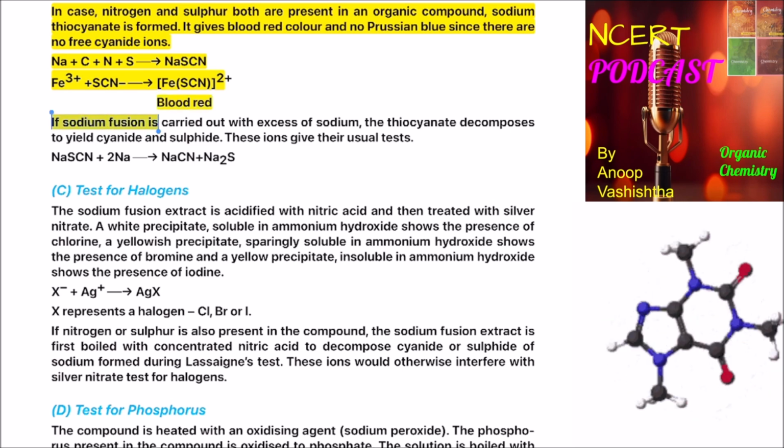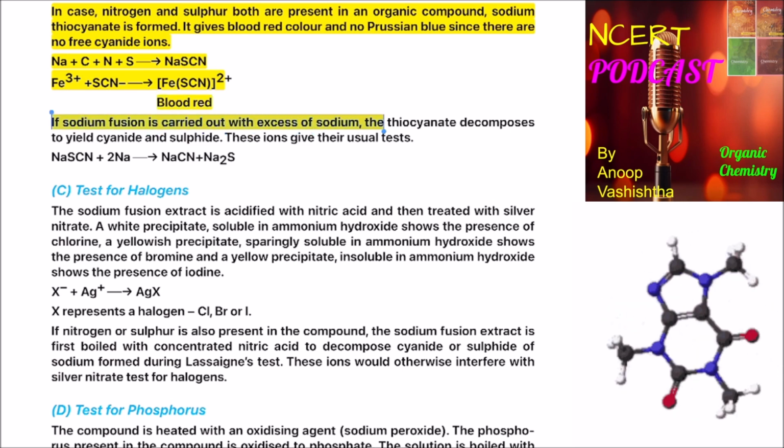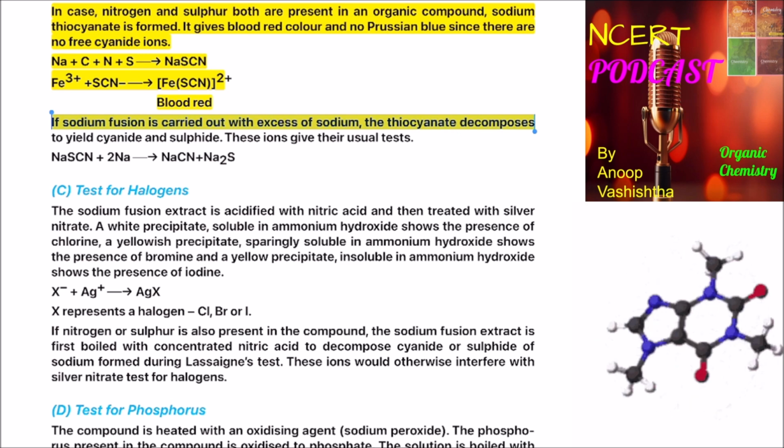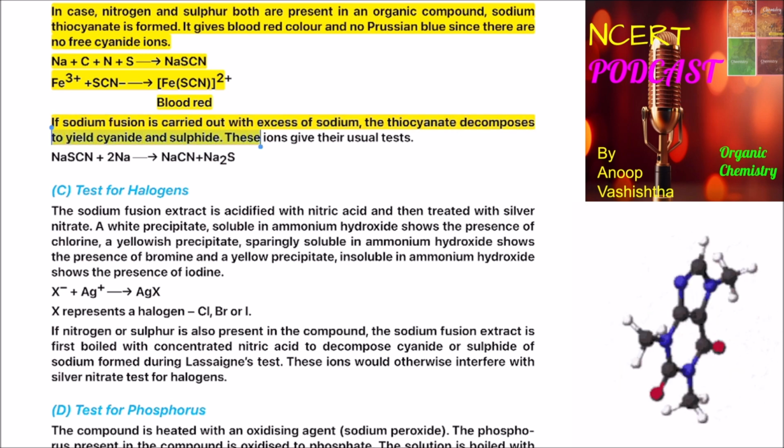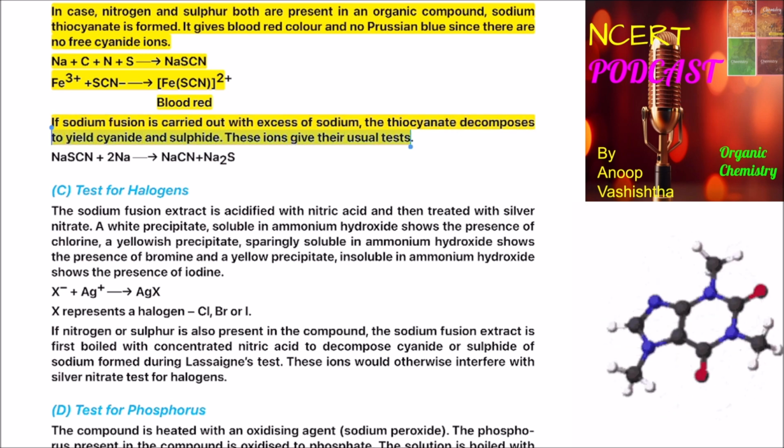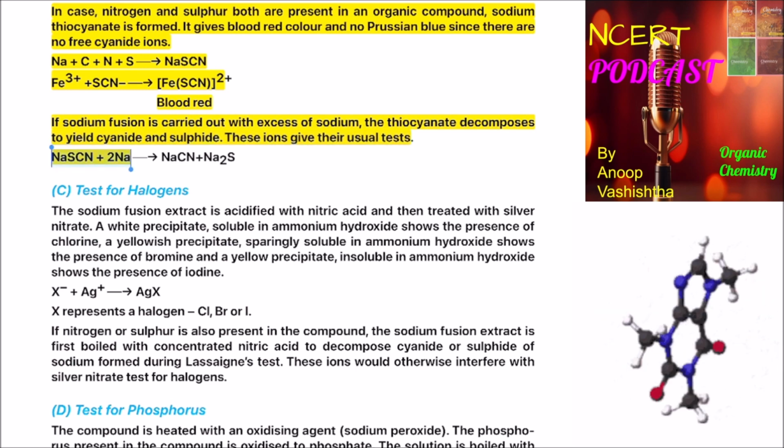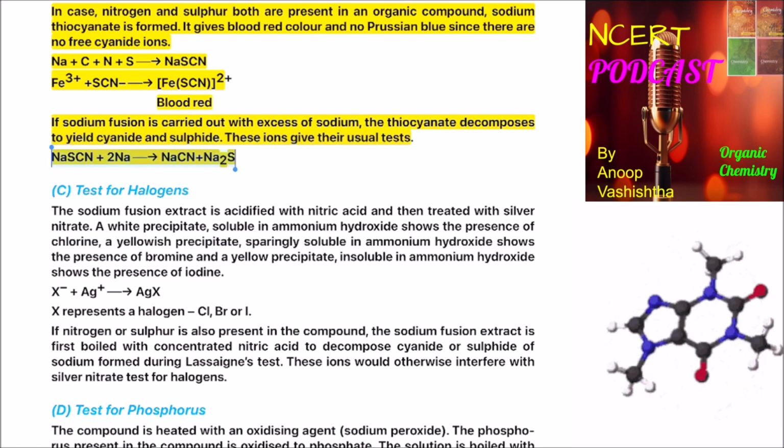If sodium fusion is carried out with excess of sodium, the thiocyanate decomposes to yield cyanide and sulfide. These ions give their usual tests. NaSCN plus 2Na gives NaCN plus Na2S.